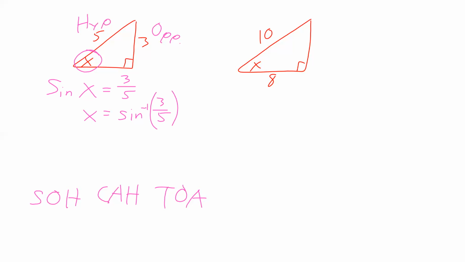We're taking the inverse sine of both sides. When we take the inverse sine over here, it cancels off sine. So now we're just taking the inverse sine of the other side. And this is how we're going to get an answer for that angle.